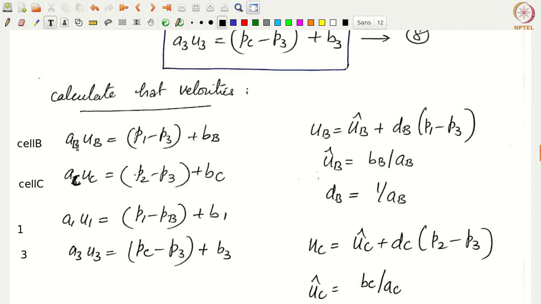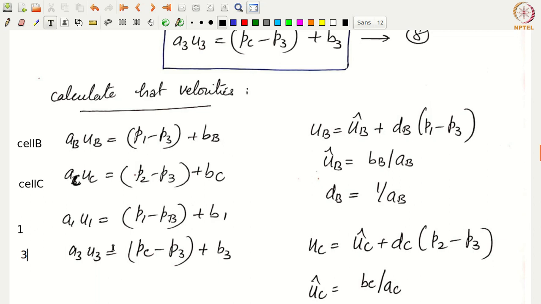What we had was A_B U_B equals P1 minus P3 plus B sub B, and A_C U_C equals P2 minus P3 plus B_C. Similarly, we had for nodes 1 and 3, A1 U1 equals P1 minus P_B plus B1, and A3 U3 equals P_C minus P3 plus B3, right? So this is what we have. These are the four equations that we have derived.